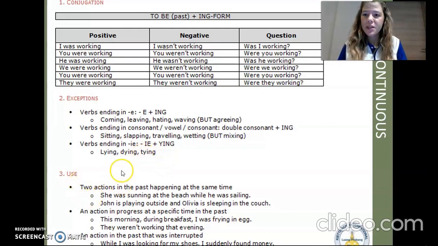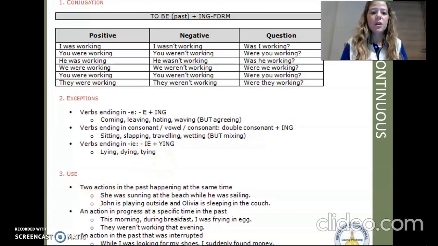Then the use of this tense is when two actions in the past are happening at the same time. She was sunning at the beach while she was sailing. So two things in the past. John is playing outside and Olivia is sleeping on the couch. So two things happening at the same time.